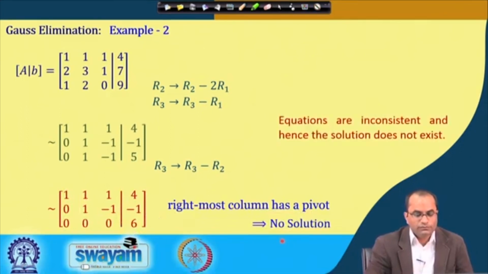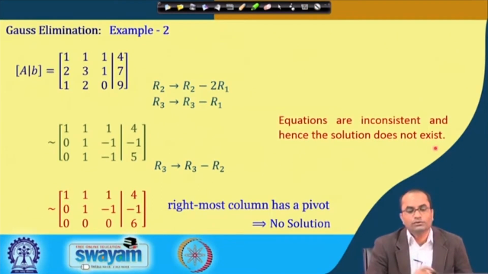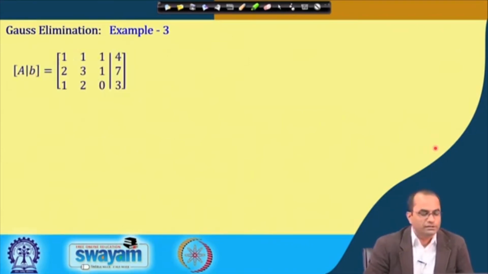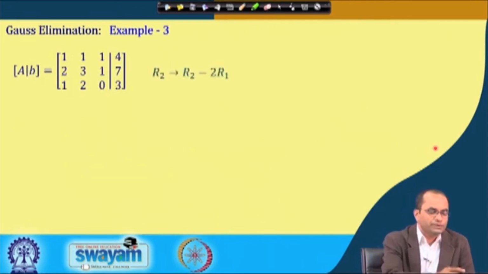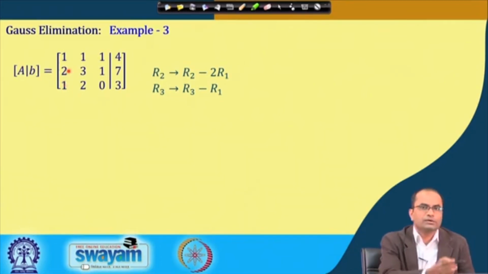Okay, so this is the case of no solution, and the equations are inconsistent, and hence the solution does not exist. Now, we will go to the third example, which is again slightly changed. Here we will be doing the same operations, R2 minus 2R1 and R3 minus R1, because the aim is to eliminate x1 from equation number 2 and equation number 3.